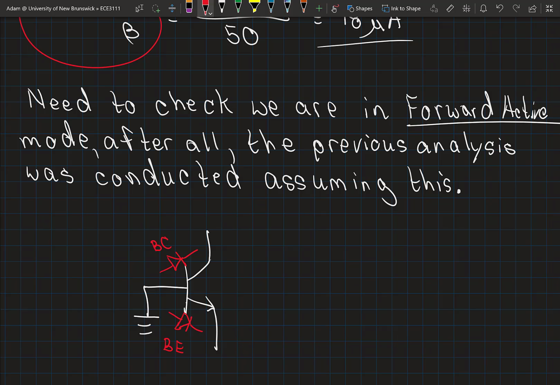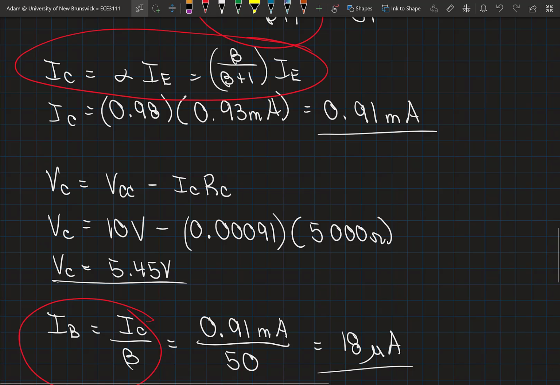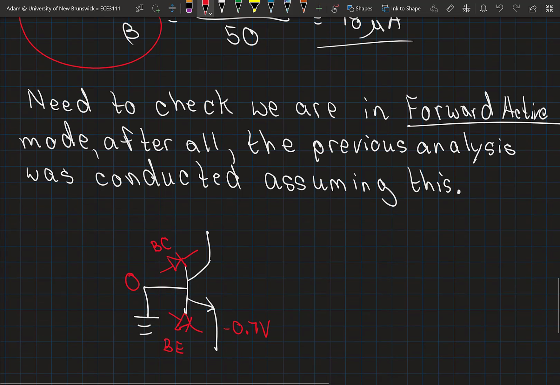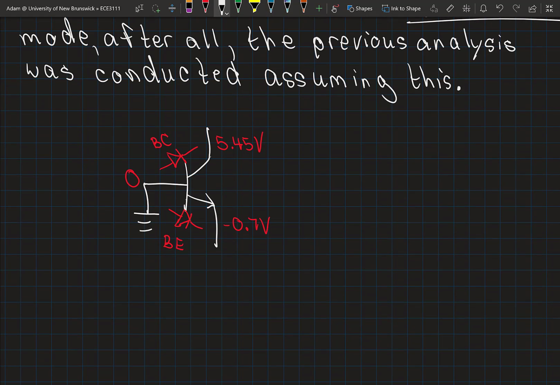So we see that the base is grounded. That's clear. We knew that the voltage at the emitter was minus 0.7 volts. That was given. And up here we calculated that the voltage at the collector, with this assumption of forward active mode, was 5.45 volts. So let's confirm that the device is in forward active mode.